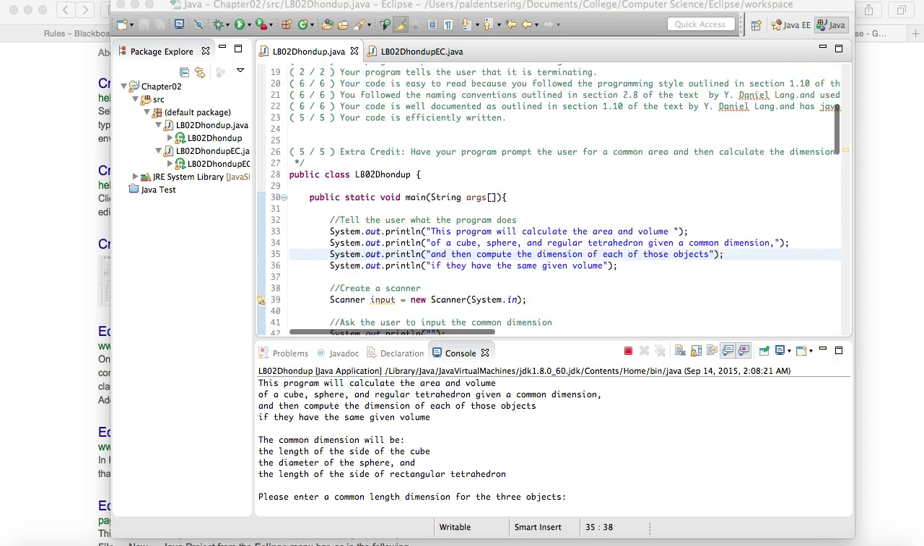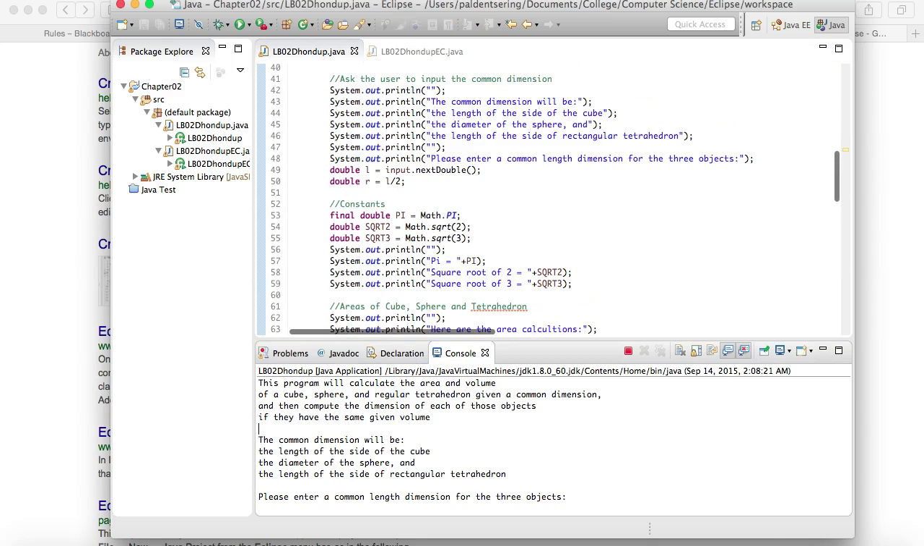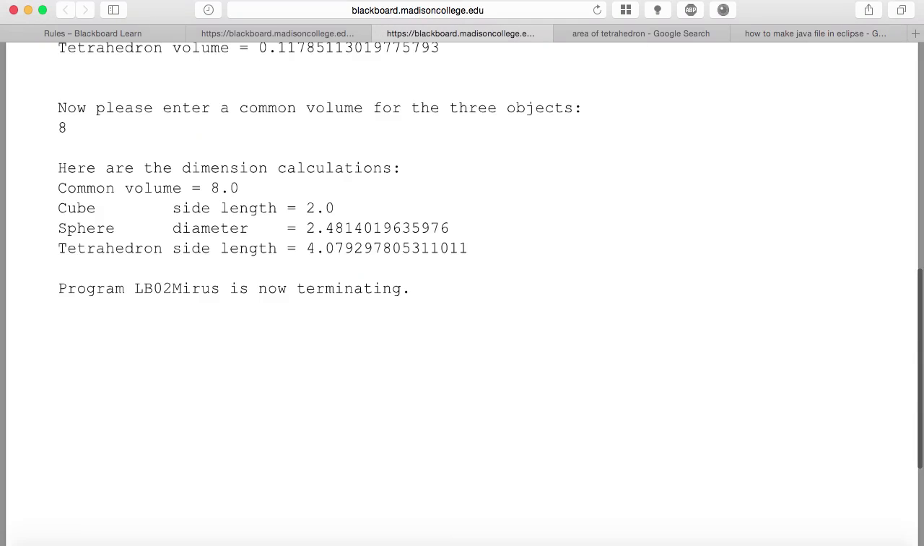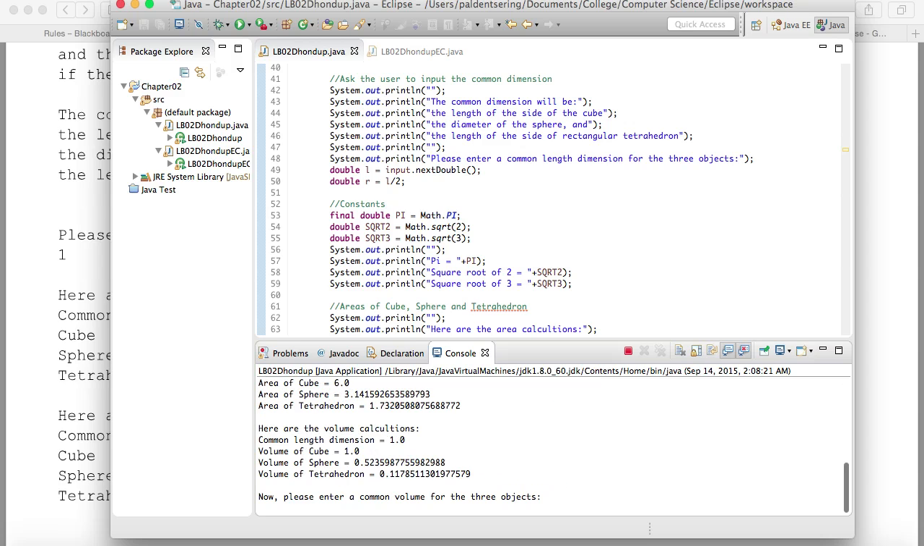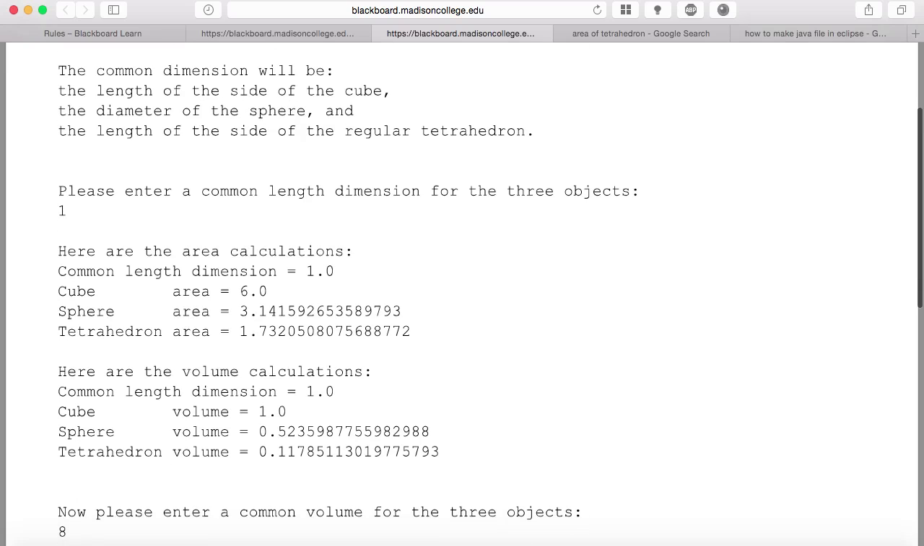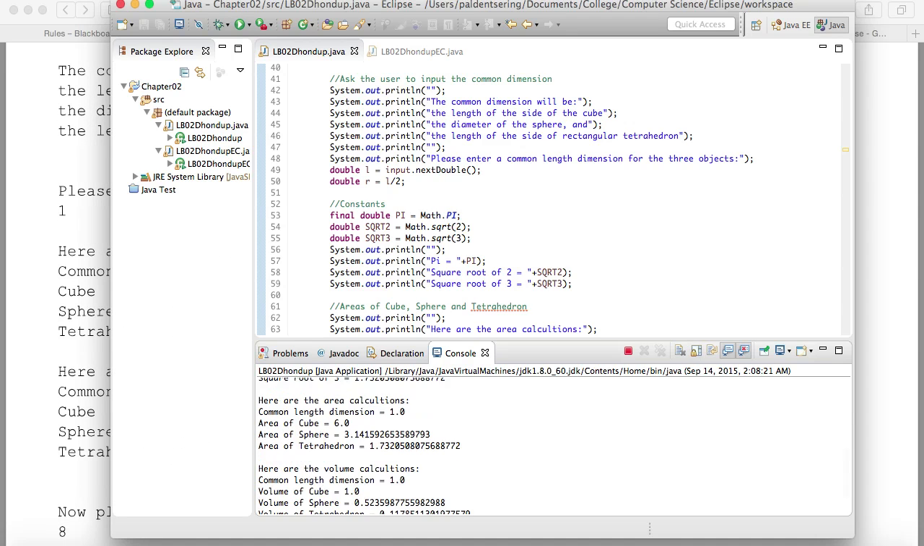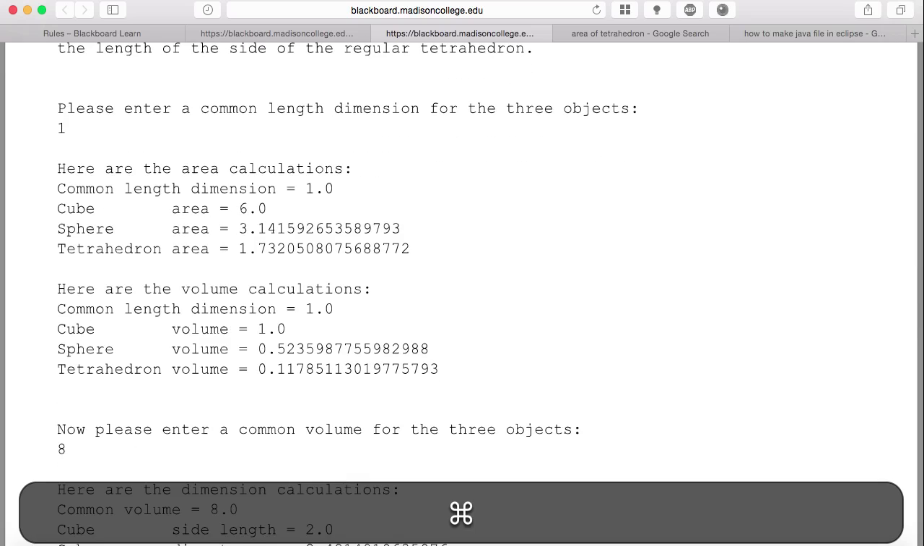So let's test out the program. First, as you can see, it's saying what the program does, and then it'll show what common length you're calculating for, and then you put it in. Let's compare it with the sample that you provided. Let's say 1, it'll give you the area. As you can see, it's the same thing. The volume and the area are the same.